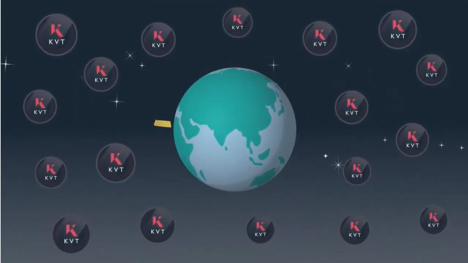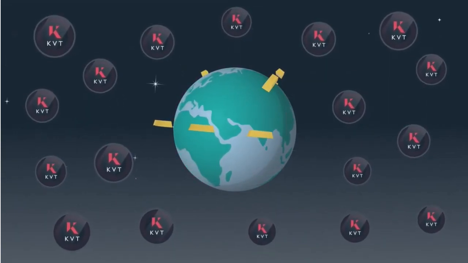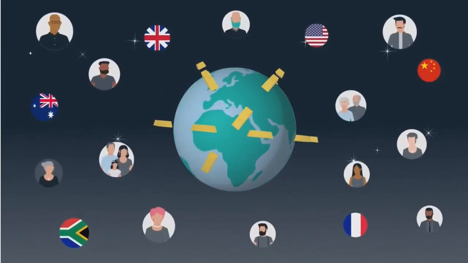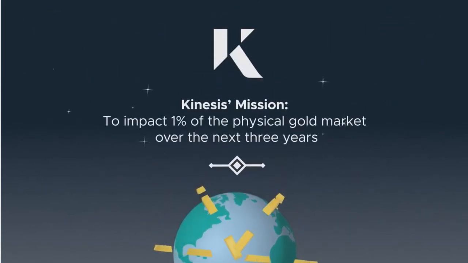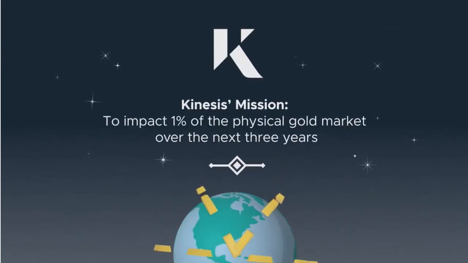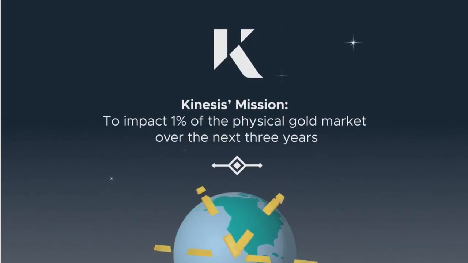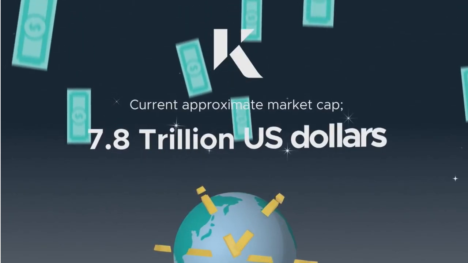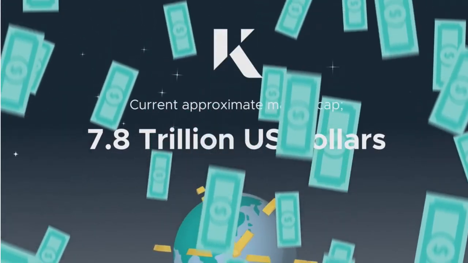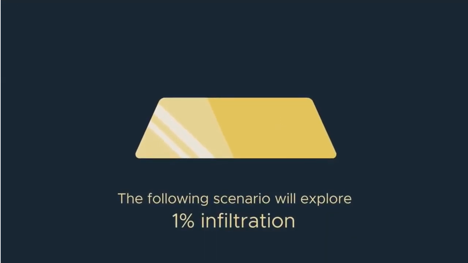KVTs have been made available by Kinesis as a launchpad to drive participation and adoption of the entire Kinesis system. Kinesis's mission is to impact 1% of the physical gold market over the next 3 years, which currently has an approximate market cap of $7.8 trillion US. We explore a scenario of a 1% infiltration into the physical gold market.